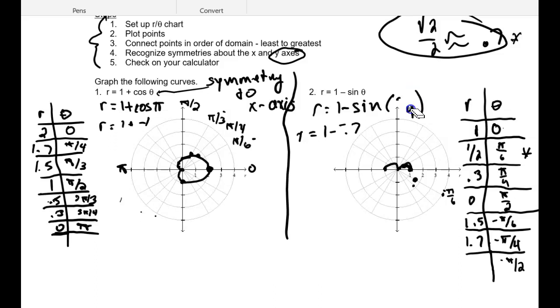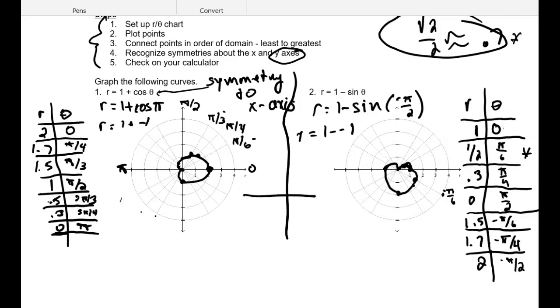our y coordinate down at a negative pi over 2 would be a negative 1. So our radius would be 2. Connect these, swing that around like so. That's pretty bad. Hopefully you're a better drawer than I am. This should look like a heart. It's actually called a cardioid.